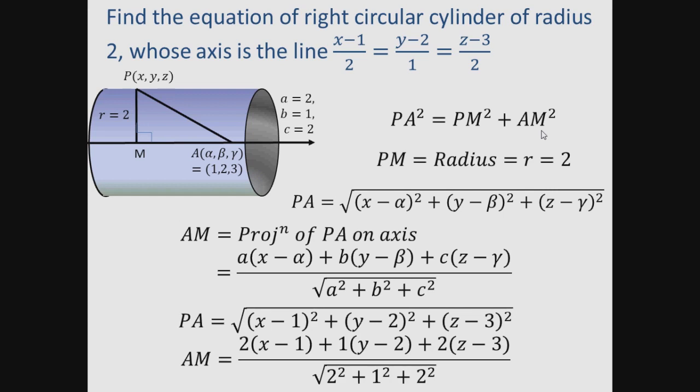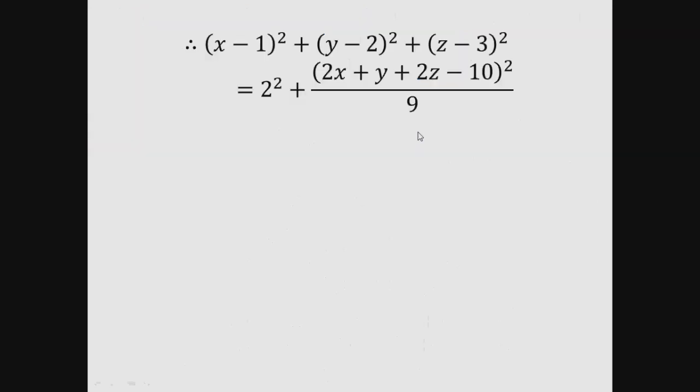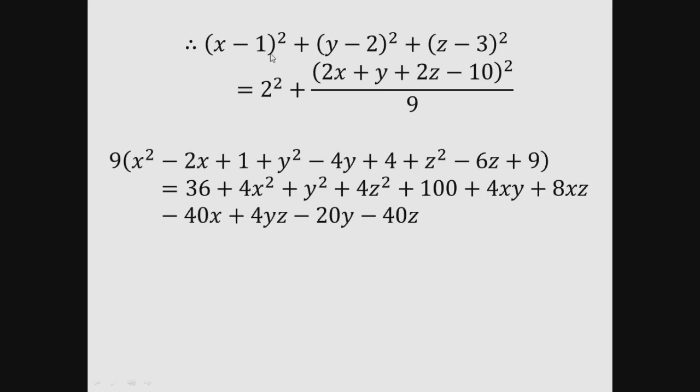Now put all these values back into the equation, take the squares and add them, and equate with PA square. So we get (x minus 1) square plus (y minus 2) square plus (z minus 3) square is equal to 2 square plus (2x plus y plus 2z minus 10) whole square divided by 9. Now multiply both sides of the equation by 9 and open the brackets. (x minus 1) square is x square minus 2x plus 1, (y minus 2) square is y square minus 4y plus 4, and (z minus 3) square is z square minus 6z plus 9.